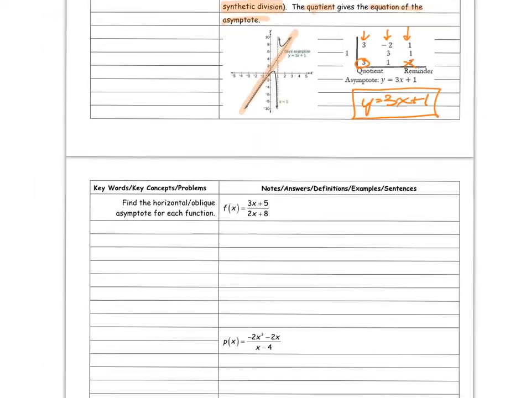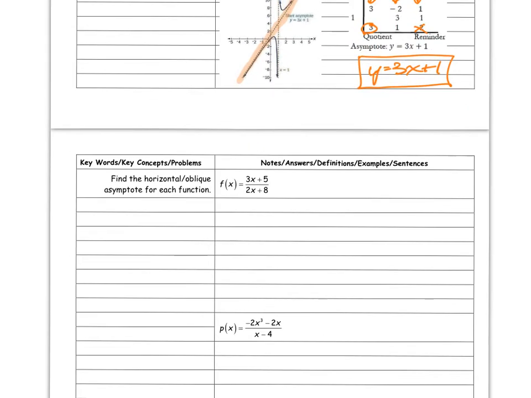Okay. Here we go. So now we're just going to practice them. We're going to do the work. I have 3 cases. The first thing I need to do, step 1, is find the degrees.